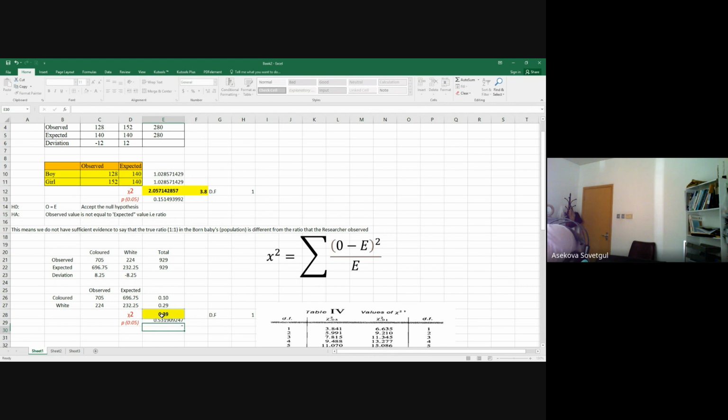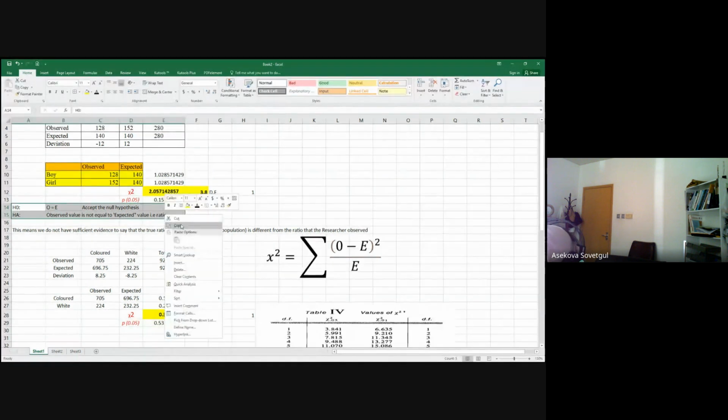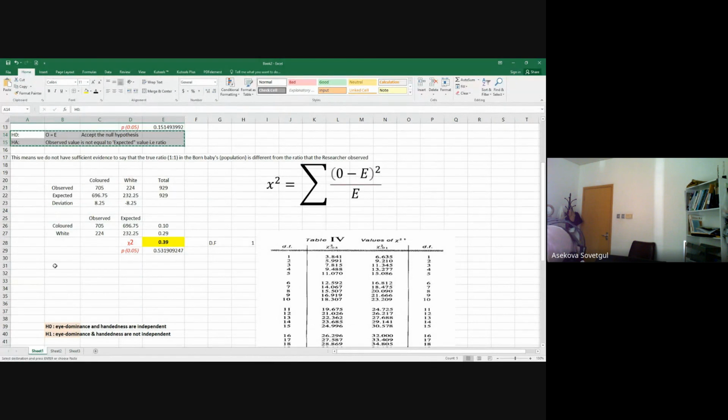Okay, done. So both of them are inversely correlated actually. The chi-square value is less than 3.8. The probability value is more than 0.05. See, they're inversely correlated. So in both cases, what we're going to do is accept the null hypothesis. Yeah? We accept the null hypothesis here.